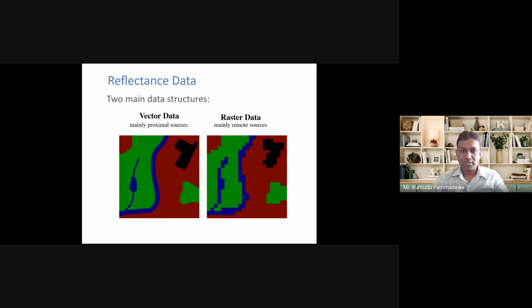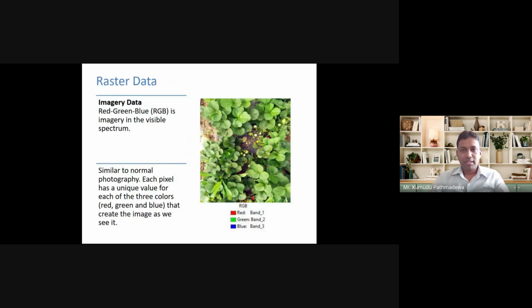So for your recap, when we talk about raster data, RGB satellite imagery captures visible red, green, and blue bands, as you can see. These three bands create this color image, and each pixel contains a value for each color, and when combined, they form the full color image. So these three bands combined, red, green, and blue, will create this color image.